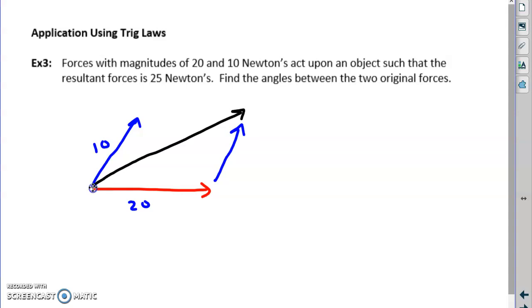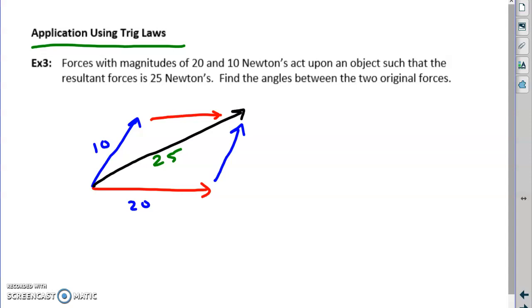Number one, the vectors aren't exactly opposite each other, otherwise we'd get the difference, which is 10. They're not exactly head to tail, because we'd get 30. Somewhere in the middle, 25. But there is no angle, there is no way to create component form vectors, so we're actually going to use one of our trig laws.